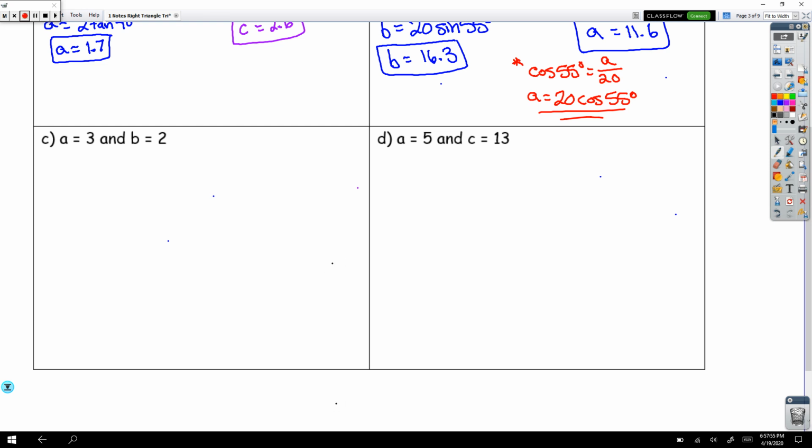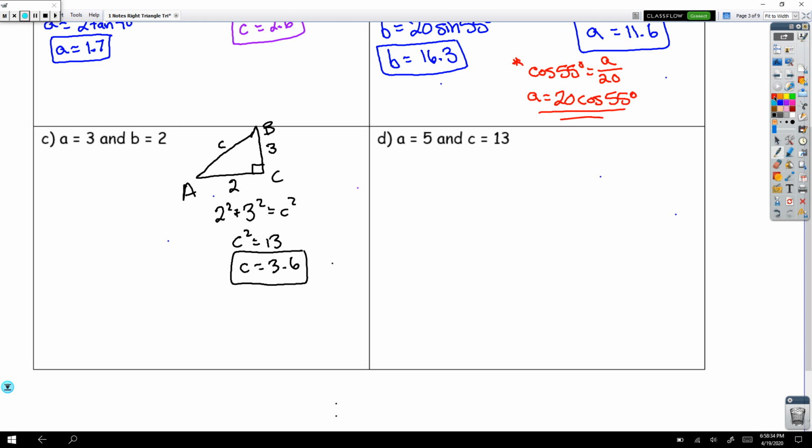So again, always start with setting up the right triangle. Okay, so there's my right triangle, A, B, C. And it tells me that side A is 3, side B is 2. I don't know what side C is. So in this case, I'm going to start with finding side C using the Pythagorean theorem. So 2 squared plus 3 squared equals C squared. C squared equals 13. Square rooting both sides, I get C equaling 3.6.